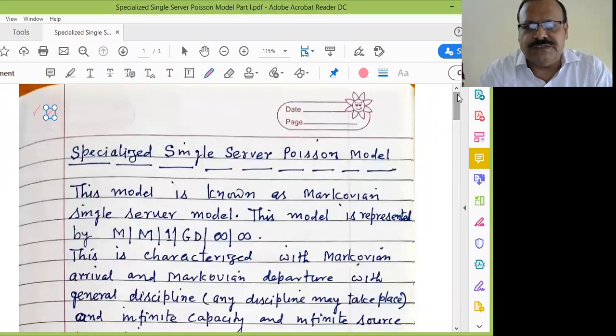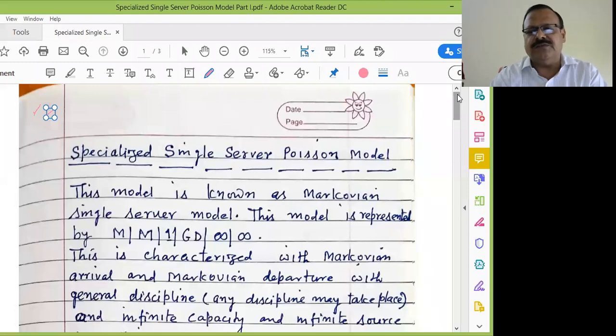Okay, welcome to this lecture. Today we are going to discuss the specialized single server Poisson model. That model is a particular case of the general single server Poisson model. We studied the general single server Poisson model long back.